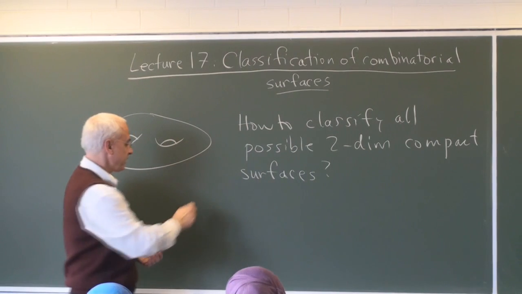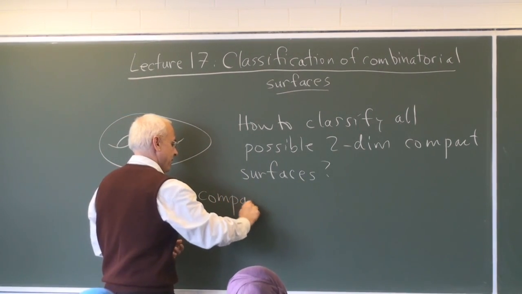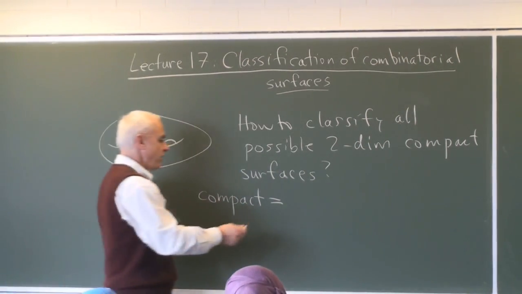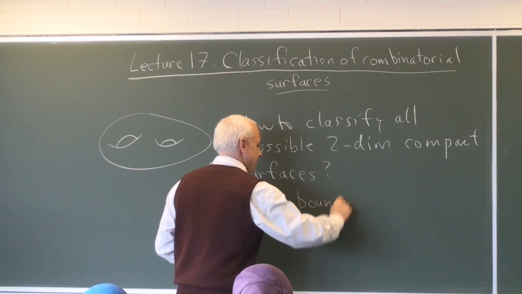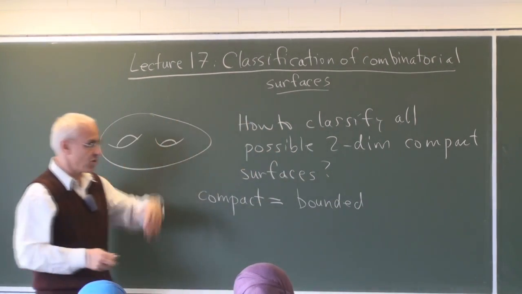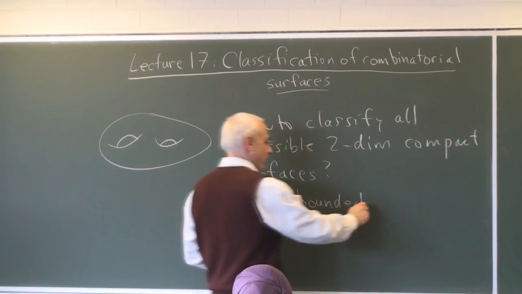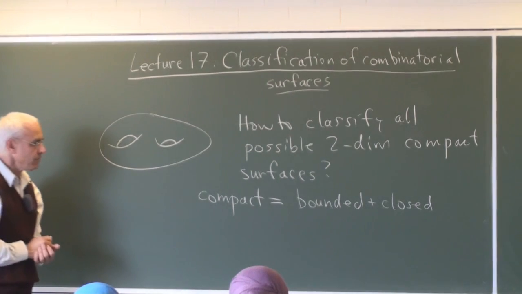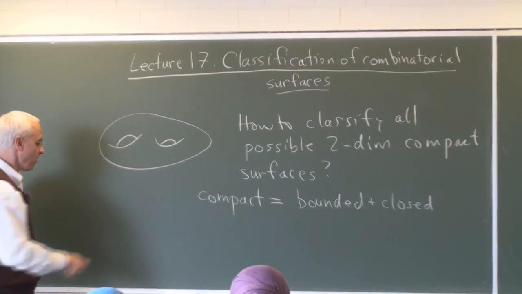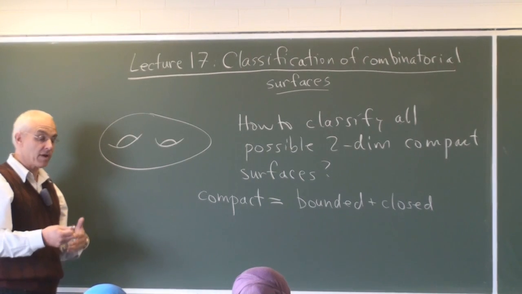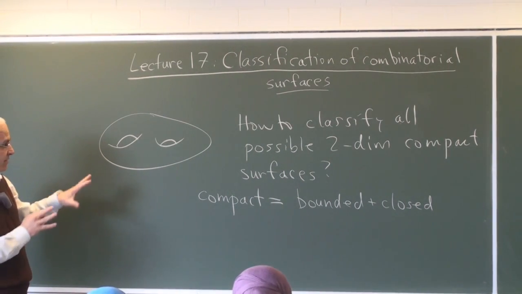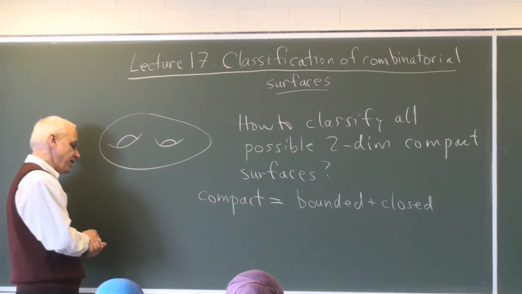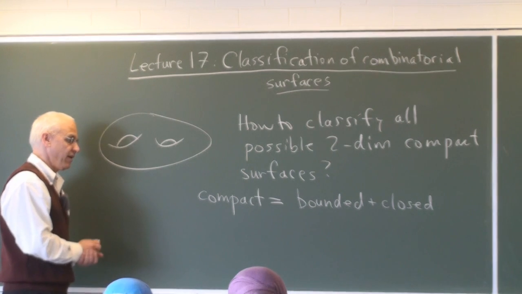And by compact, we mean that the surface is first of all bounded, so it can be contained in a big box. It doesn't go off to infinity, and it's closed. It doesn't have any holes in it. And this very important problem was solved, well, it's essentially 19th century work. At the end of the 19th century, people started realizing what the list of compact surfaces was, but it was really around the first decade of the 20th century where it was completed.